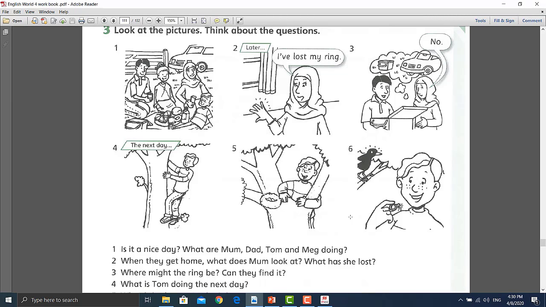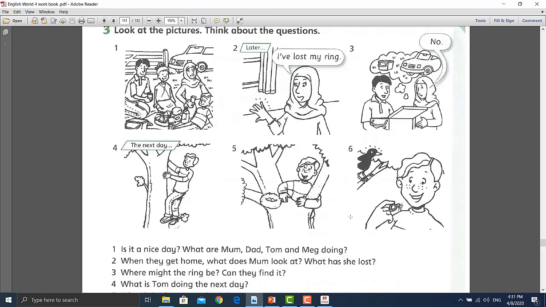Open your book on page 111. Exercise number 3. Look at the pictures. Think about the questions. How many pictures do we have? Yes, we have 6 pictures. And after looking at the pictures, you are asked to do what? Look at the questions and try to answer them.